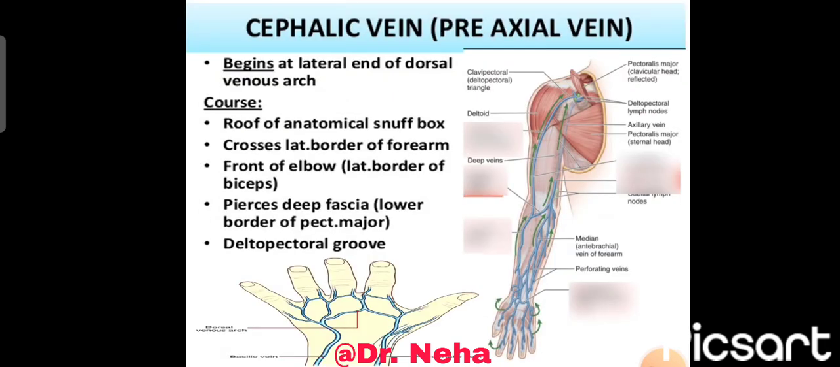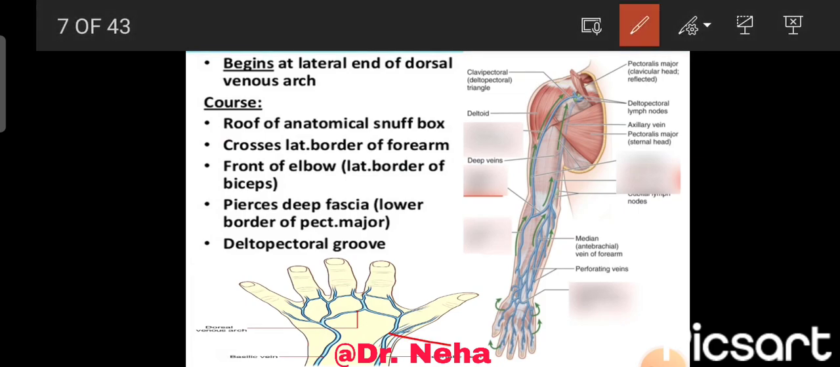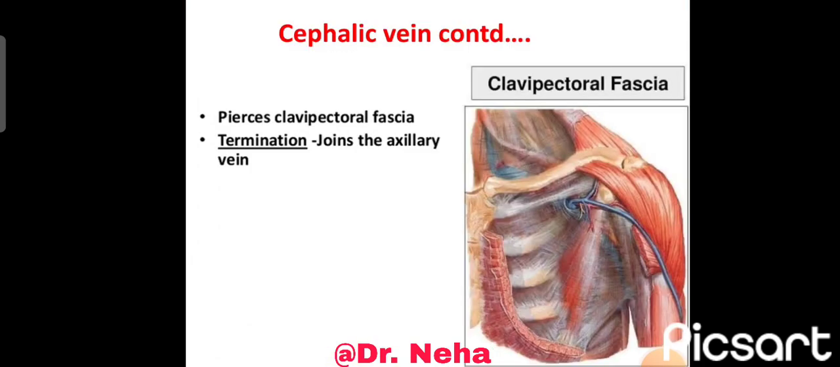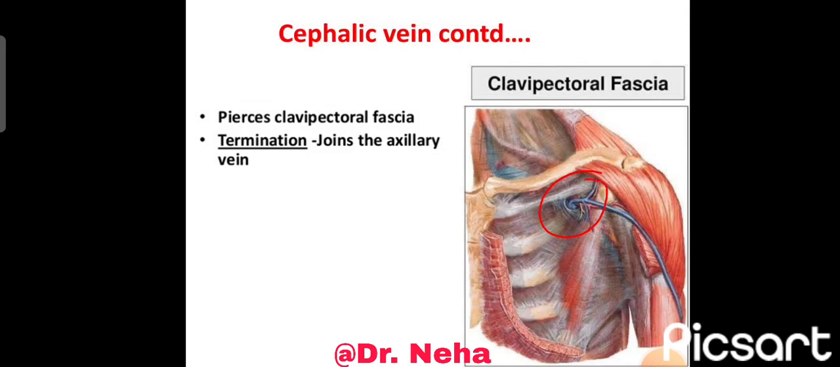Now, the cephalic vein, also termed as preaxial vein, corresponds to the great saphenous vein in the lower limb. It begins at the lateral end of the dorsal venous arch, then it runs over the roof of the anatomical snuff box. Here we can see this is the cephalic vein. Then it runs in front of the elbow just lateral to the biceps brachii tendon. Then it pierces the deep fascia over here, that is at the deltopectoral groove, and here it pierces the clavipectoral fascia and terminates in the axillary vein.